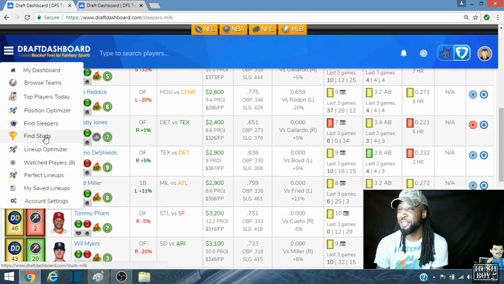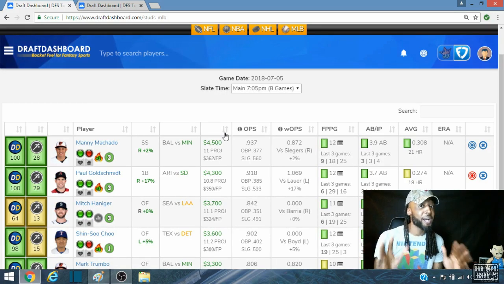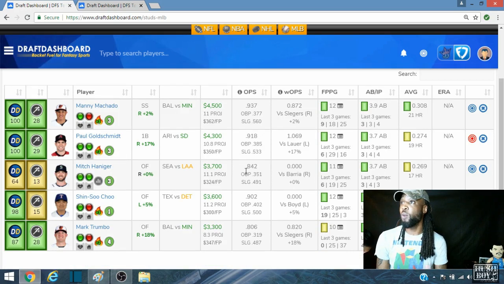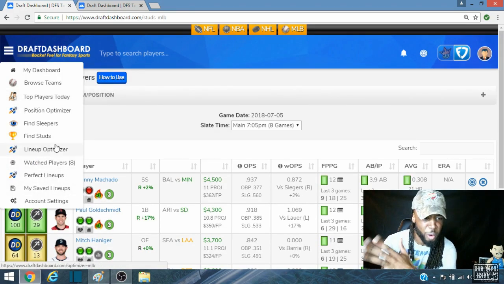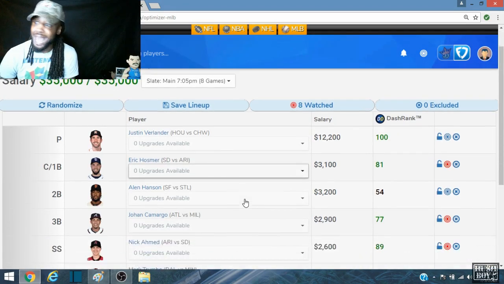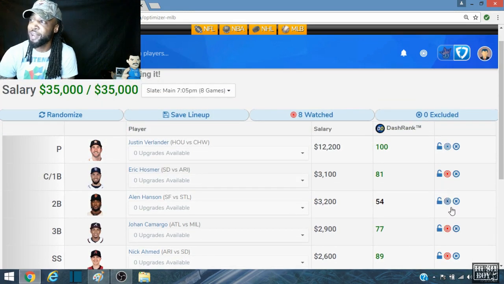Next button we're gonna look at is the Find Studs button. This is a list of players that have a high possibility of getting a lot of fantasy points. We got one on the watch list already. Once you've made all your picks of who you want on your team, you go to the lineup optimizer. In the lineup optimizer, you see they have the 8 picks that are targeted right here.